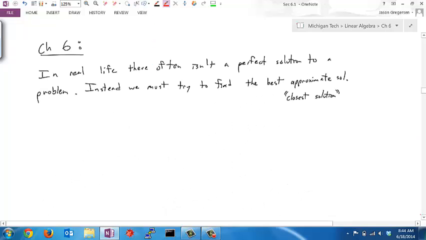All right, chapter 6 then. All right, a key idea for chapter 6. In real life, there often isn't a perfect solution to a problem. There isn't the one magical, unique solution. But instead, we must try to find the best approximate solution, the closest solution. That's oftentimes what we're really looking for. And so, what do we mean by closest? All right, that's kind of the big question here.